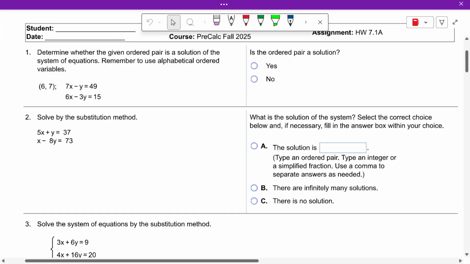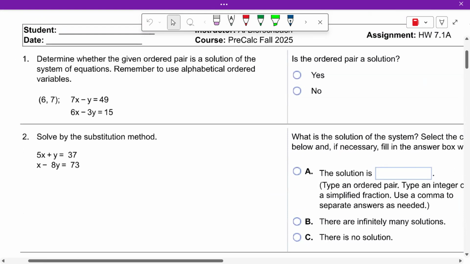All right. So, how do we figure out if an ordered pair is a solution to two equations? Plug it into both. Plug a 6 here, 7 here. We get 42 minus 7 is 49. Does that work? 42 minus a negative 7 would be 49. 42 minus 7 is 35, right?